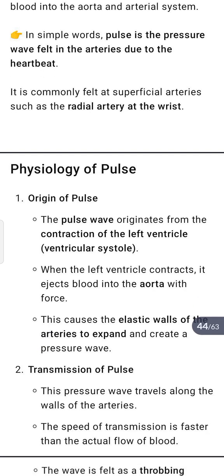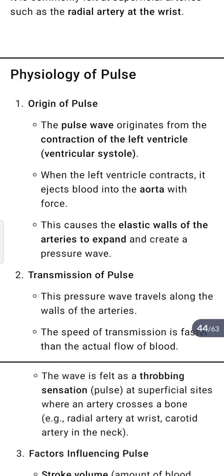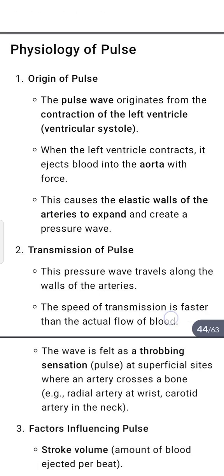Now let's see the physiology of pulse. The origin of the pulse: how is pulse originated? The pulse wave originates from contraction of the left ventricle. As we have seen earlier, the pulse wave originates when our left ventricle contracts. Left ventricular contraction is also called ventricular systole. When the left ventricle contracts, it ejects blood into the aorta with force.